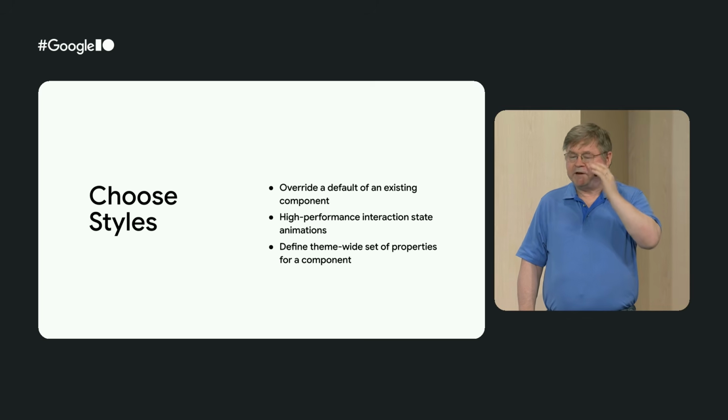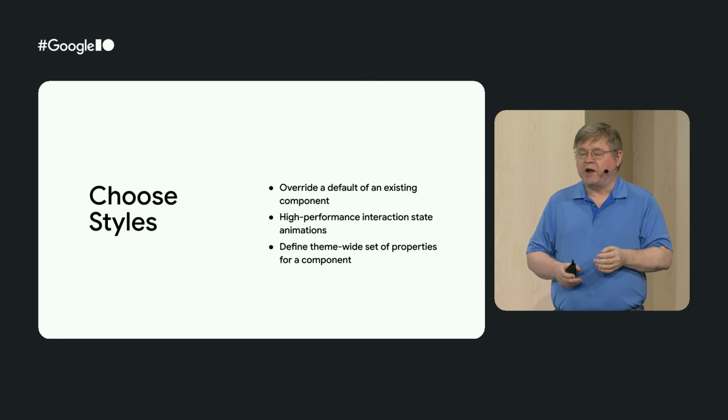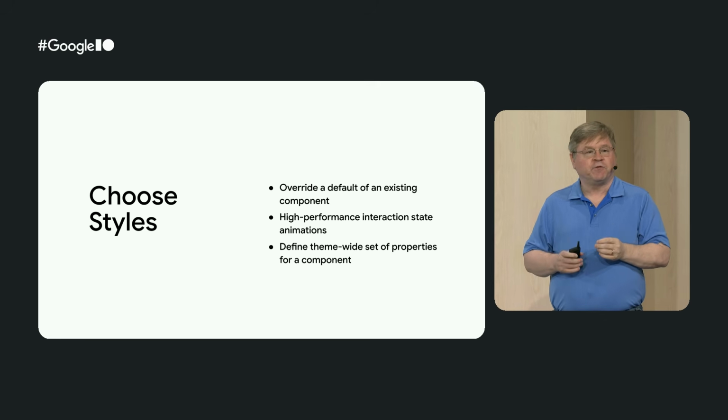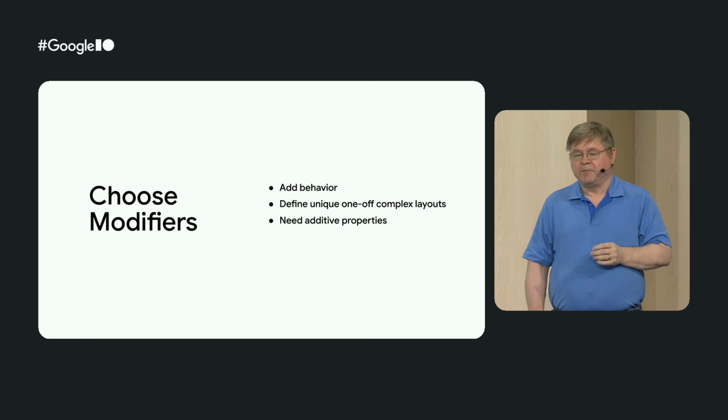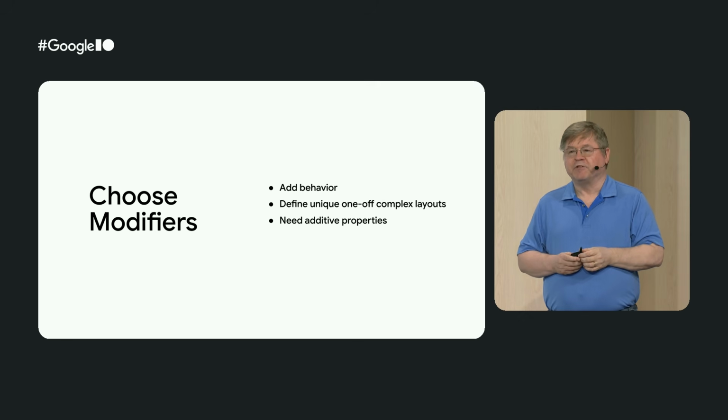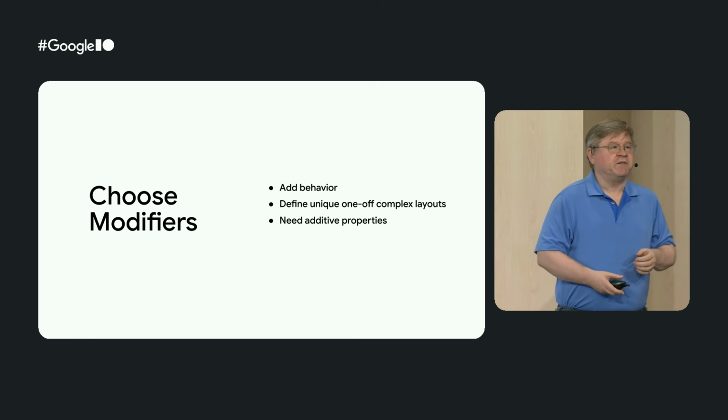So when should you choose a style or a modifier? Choose a style when you want to override the defaults for an existing component, perform high-performance interactive state animations, or define theme-wide sets of properties for a component. And choose modifiers for behaviors like clickable or other gestures, to define unique one-off layouts, or if you need to have additive properties on your composable. Now back to Rebecca to wrap us up.